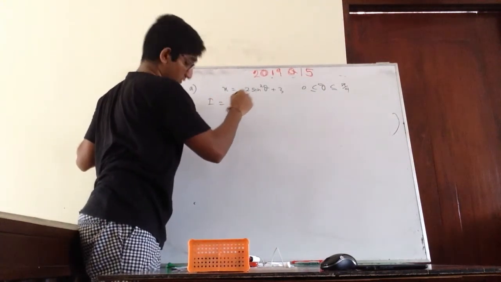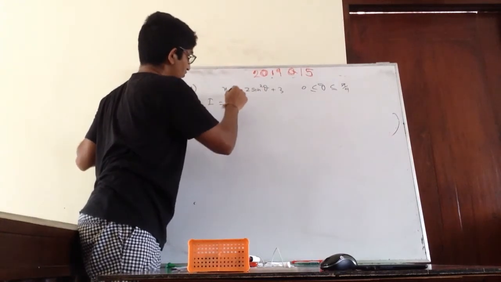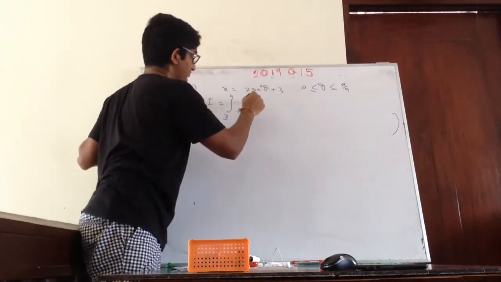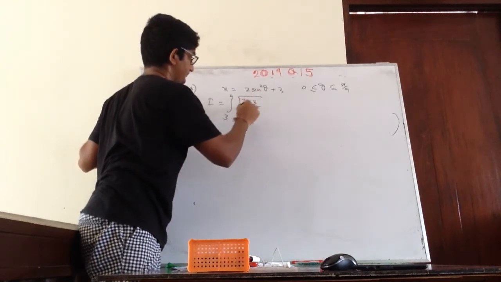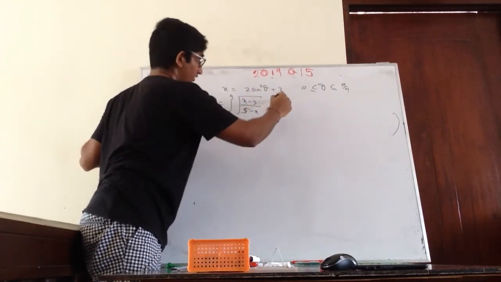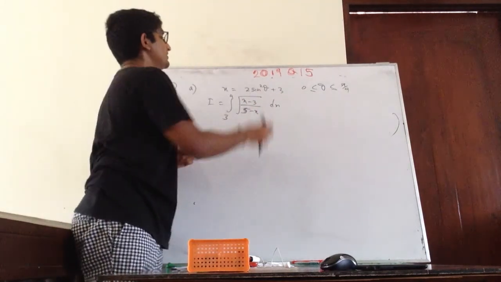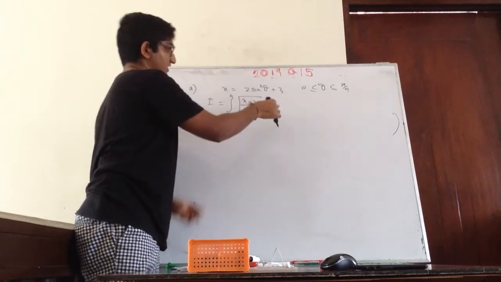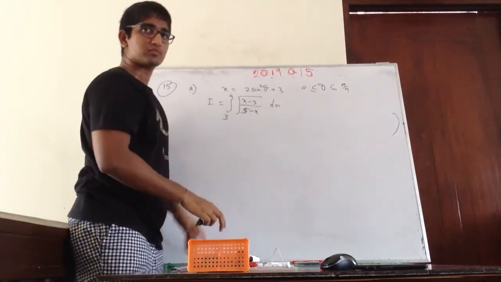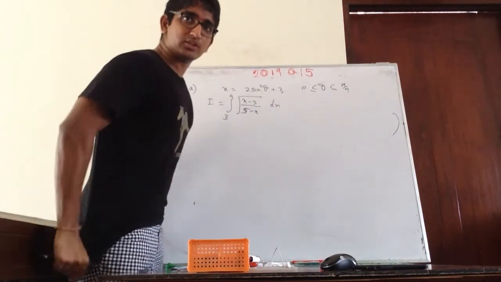I equals the integral from 3 to 4 of the square root of (x minus 3) over (5 minus x) dx. Since this is a substitution, we need to get the dx, then we need to get the limits, right? Those are the things that we need to do.